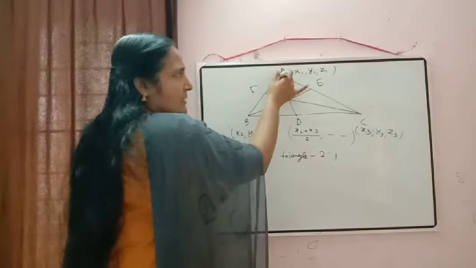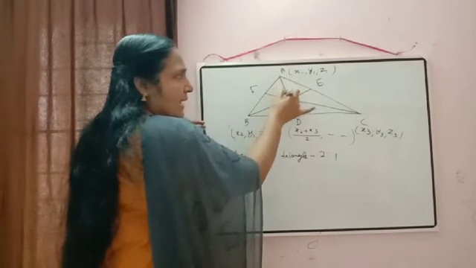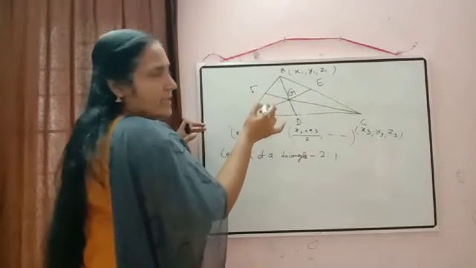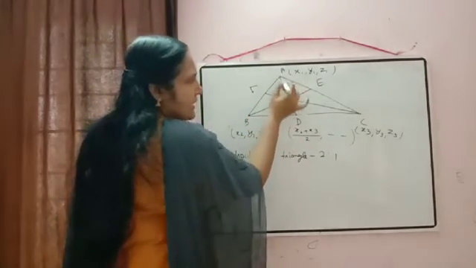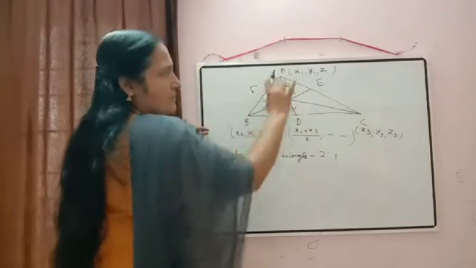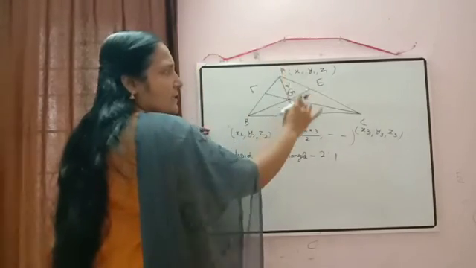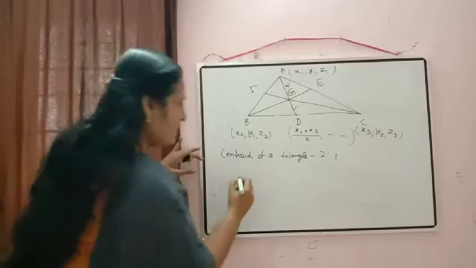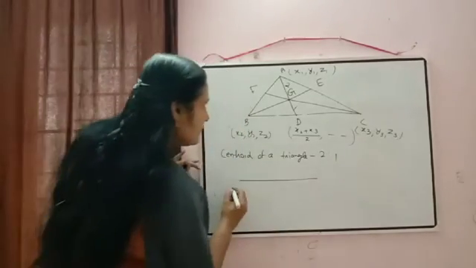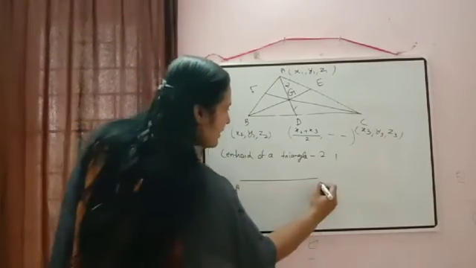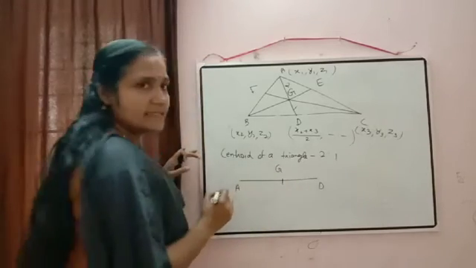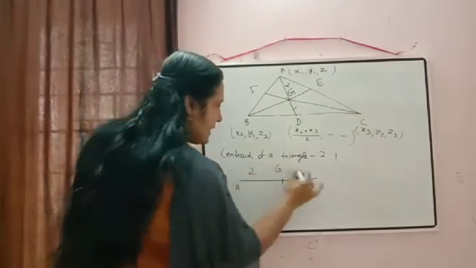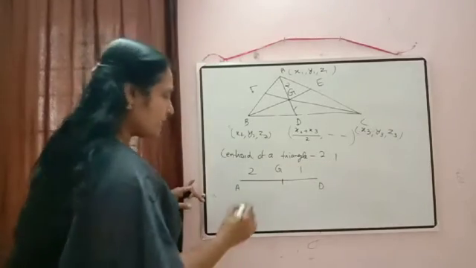When we are saying the median, we are saying it in this way only, AD. AD is the median. So G divides it in the ratio 2:1, meaning AG is 2 and GD is 1. So AG is to GD is equal to 2:1. I will draw it here, then it will be easy for you to understand. Here we have A and here we have D and here we have the point G. And it divides AD in the ratio 2:1.